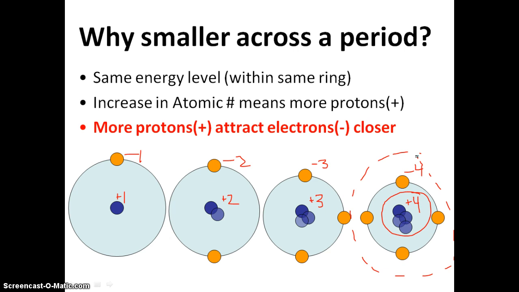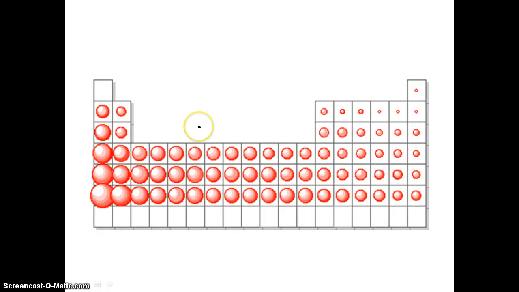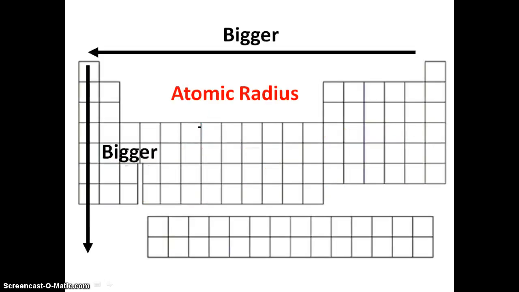And so the electrons move in closer because they're more strongly attracted to these positive protons. So basically think of it as these electrons kind of cuddle in closer to the nucleus because the attraction to the nucleus is stronger. So as you go down the periodic table, they get bigger, but as you go to the right, they get smaller. So on your periodic table, draw the trend lines.